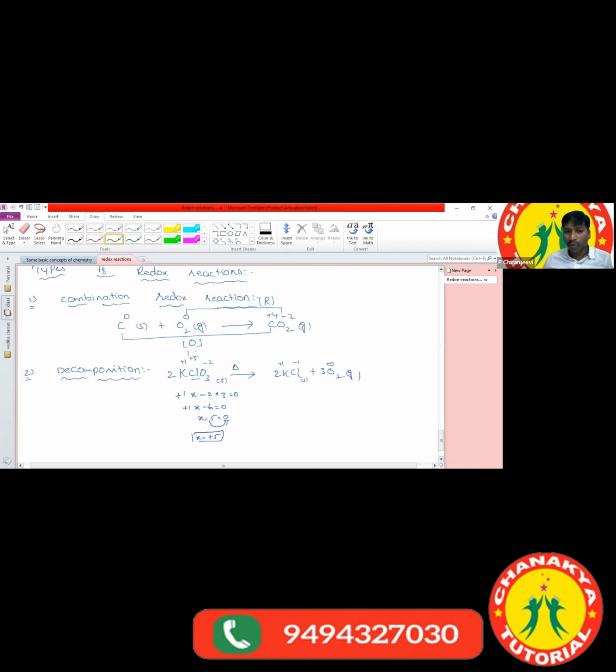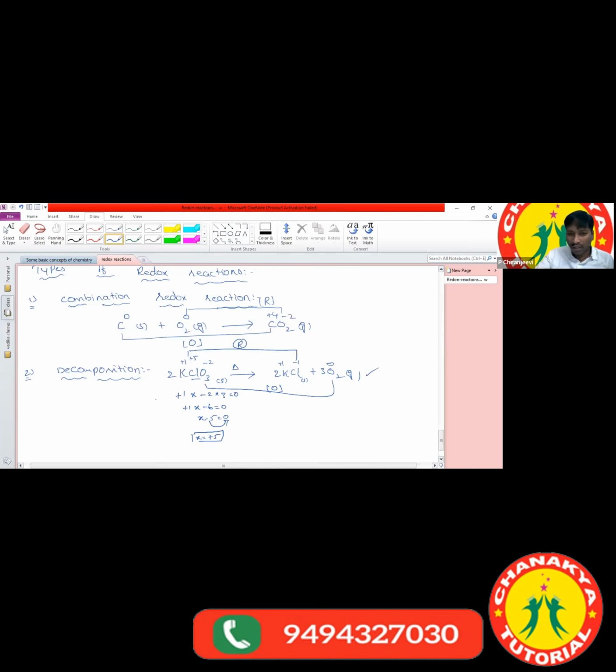From +5 to -1, the oxidation number decreases. Is the oxidation number decreasing or increasing? Decreasing of oxidation number is called reduction. Now check oxygen: -2 to 0. Does the oxidation number increase or decrease? It increases, and increasing of oxidation number is called oxidation. Hence the given reaction is an example of a decomposition redox reaction.